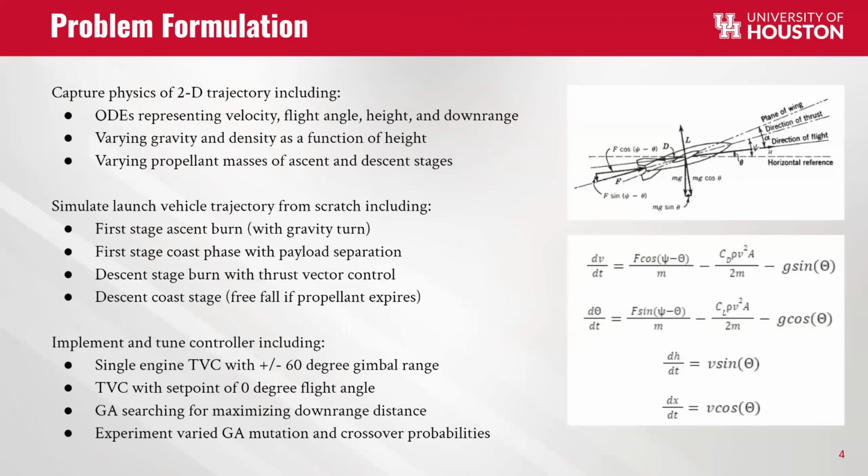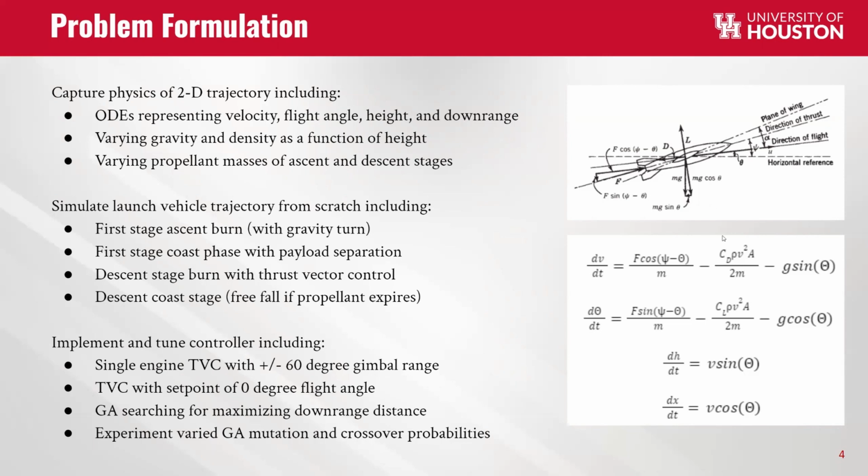So when I think about breaking down this problem, the first thing I did was try to capture the physics of a 2D trajectory. I have four primary ordinary differential equations that drive the physics behind the simulation. These give me the velocity, the flight angle, which is the angle from the horizon to the nose of the rocket or the direction of flight, the height, and the downrange distance.